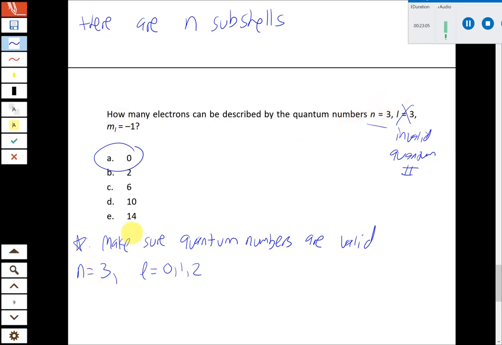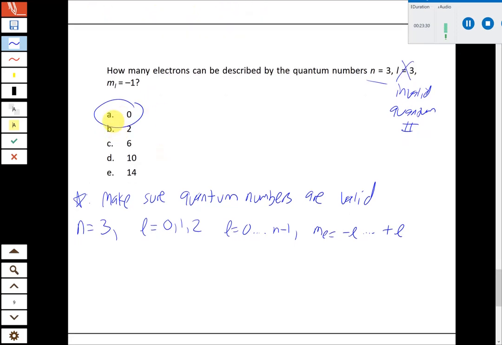But depending on what n is, L is going to be, as we said, 0 to n minus 1, and then m sub L is going to be negative L to positive L. So these are the sort of relationships between them. And if you look at this one, the value of L that we gave you can't be correct because n equals 3, L cannot also be 3. So this one is 0. Now, if the quantum numbers are valid, they're not here, so that's why 0 is the correct answer.